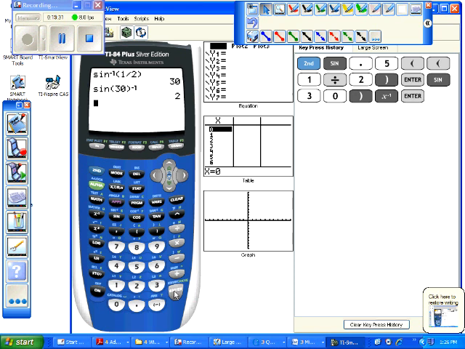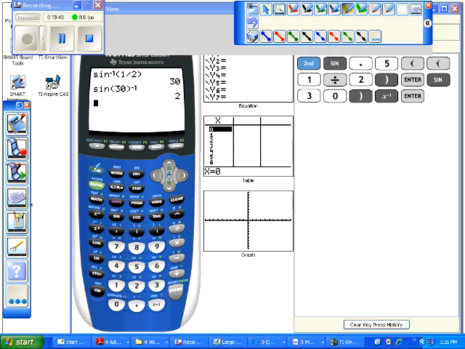Everybody understand the difference in those two sets of keystrokes? We have to know the difference in that. Okay? So the second sine button is the arc sine button. The x to the -1 button is the reciprocal button. Okay?